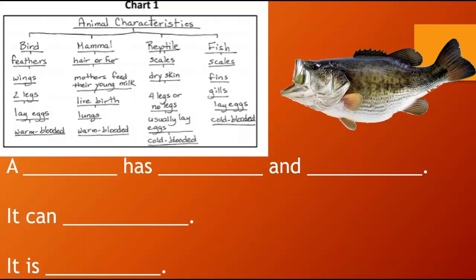Okay, so you should have gone ahead and filled out these sentence stems using the chart. This is how I filled it out. Now, there's other options of how you could fill this out. So let's go over the ones that I did, and then we'll go over how you could have filled it out also. So a blank has blank and blank. So I put a fish has scales and fins. You could have also said that a fish has fins and gills, or scales and gills, however order you wanted to, as long as you had 2 of 3 of these.